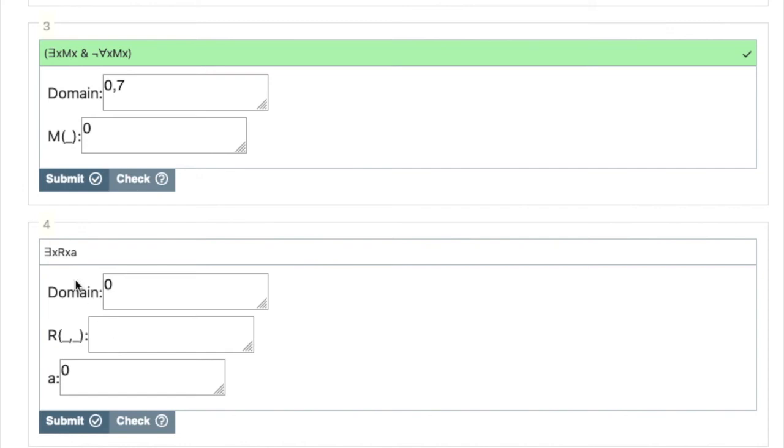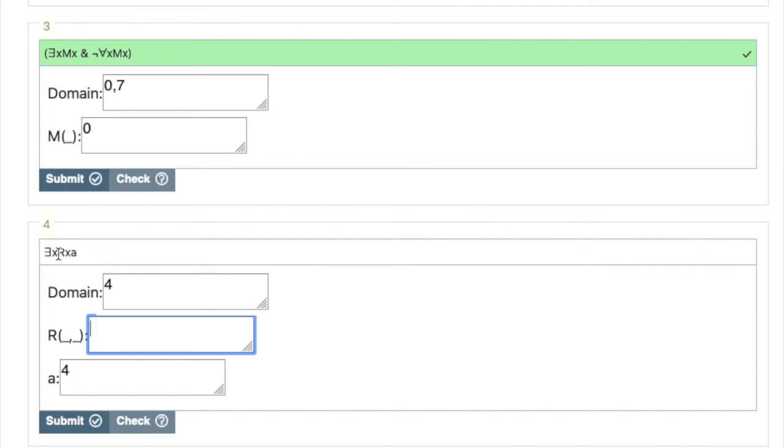Here's a fourth example. Exists x Rxa. Okay, one object in the domain. I'm going to go with the number 4. Referent of a is going to be 4. Now, we want there to be something such that Rxa is satisfied.